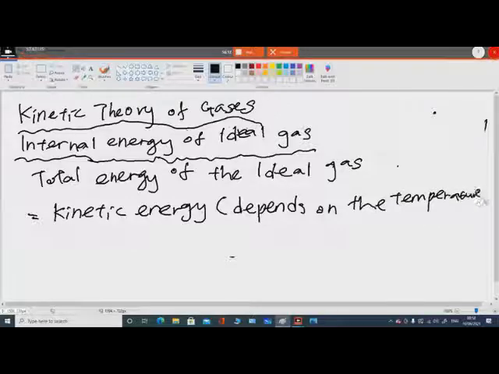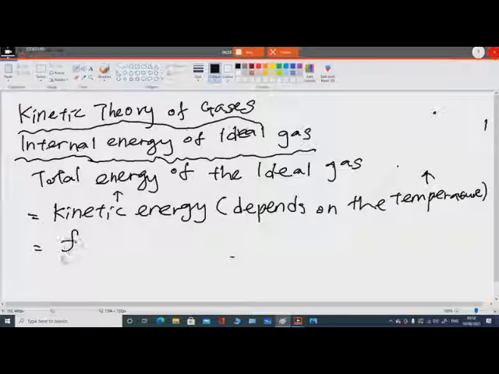So as the temperature increases, the kinetic energy gained by the ideal gas is also increased. There are three types of gases we know: the monoatomic gas, the diatomic gas, and finally the polyatomic gas. So it means that the total energy actually depends on the degree of freedom.